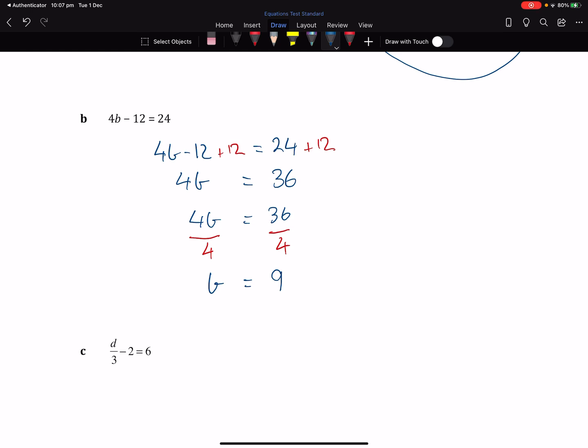I just honestly blanked as to what 36 divided by 4 was, but I've got my calculator and I made sure I used it so that I don't make that silly mistake.